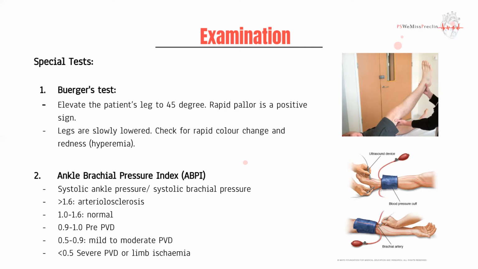But for PVD specifically, we look for a reduced ABPI. Anything below 0.9 is usually considered confirmatory. Anything less than 0.5 is considered to be severe with imminent limb ischemia.